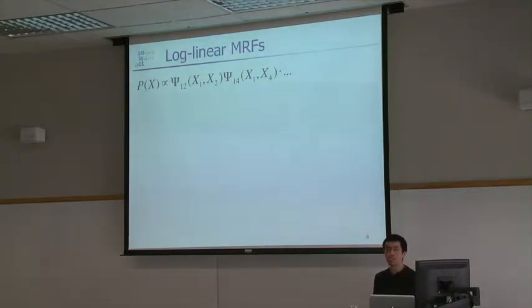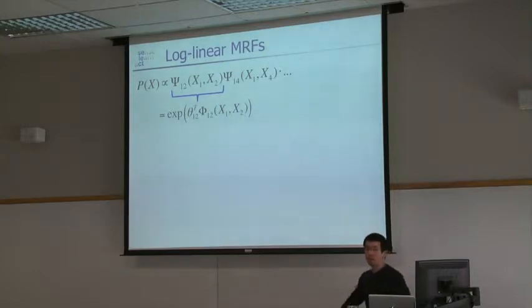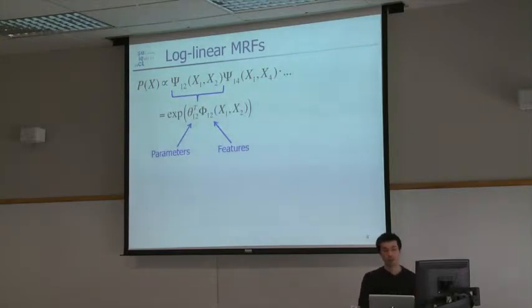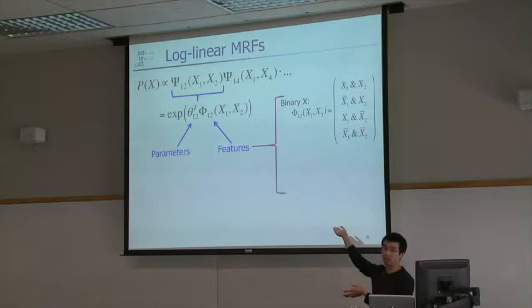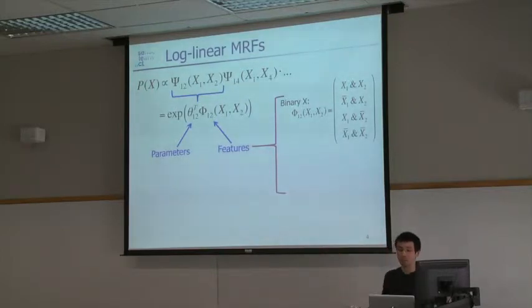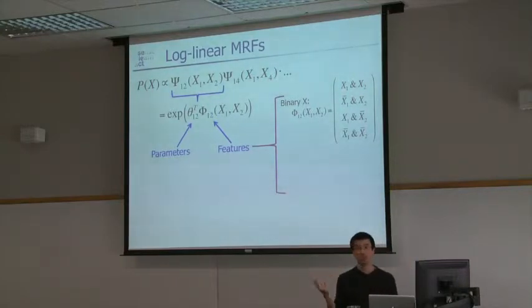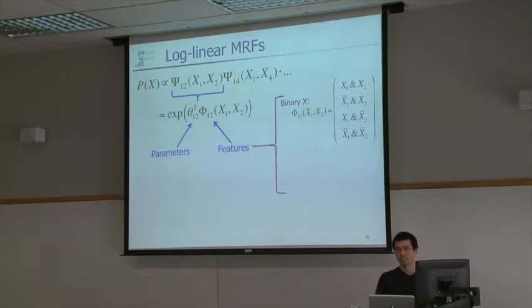So a useful representation for Markov random fields is the log linear form, where each of these factors will take the form of an exponentiated dot product between a parameter vector theta, which is just some vector of real values, and then a feature vector phi, which can take various forms depending on what your data look like. For example, if your data are binary, then phi might be something very simple, such as this vector of 4 indicator functions of the 4 different possible values 2 binary variables can take.